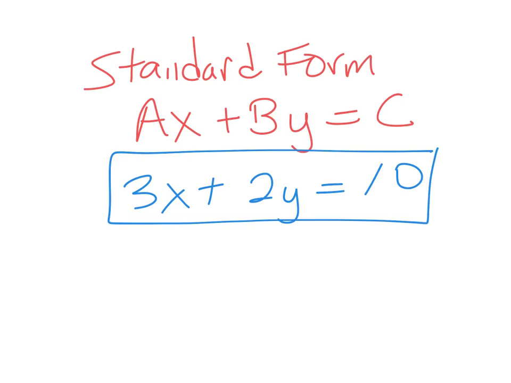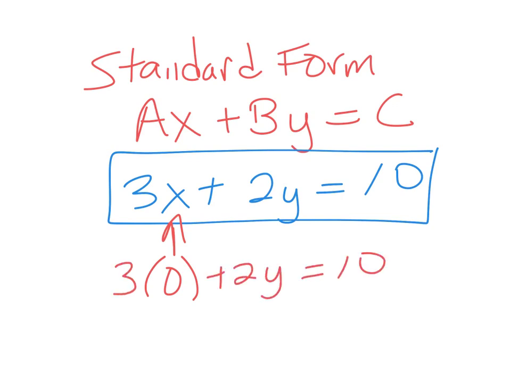The really cool thing is when you have it in standard form, actually you can do it in any form, you can solve for the x or y intercept. Do you guys remember how to do that? If I want to know the y-intercept, I plug a 0 where the x is. Okay, because that's going to say 3 times 0 is 0. Divide by 2. The y-intercept on this particular equation is 5.